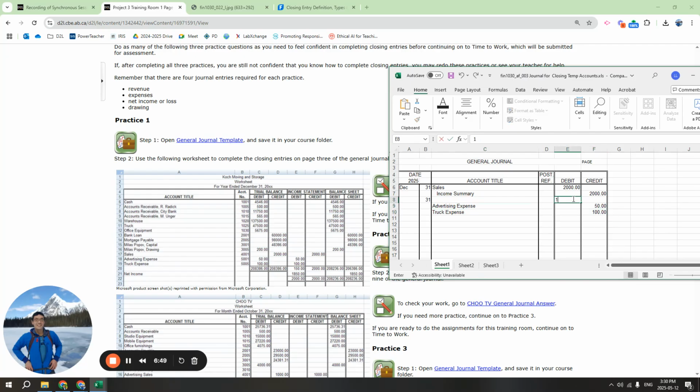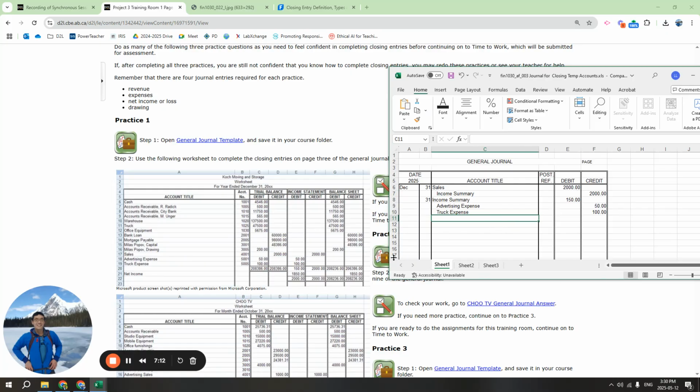So then to balance it out, we have to debit something else. What are we going to debit? We're going to debit income summary. All right. So those we are going to align a little bit. Okay. So we've now moved those amounts, $2,000 and $150, into income summary.